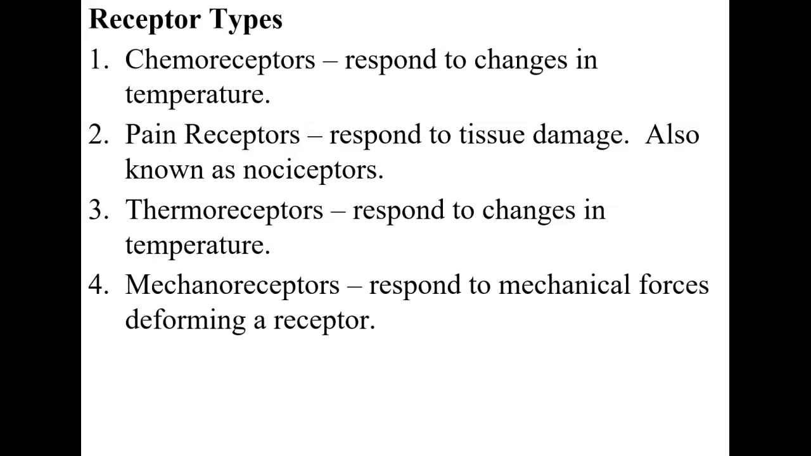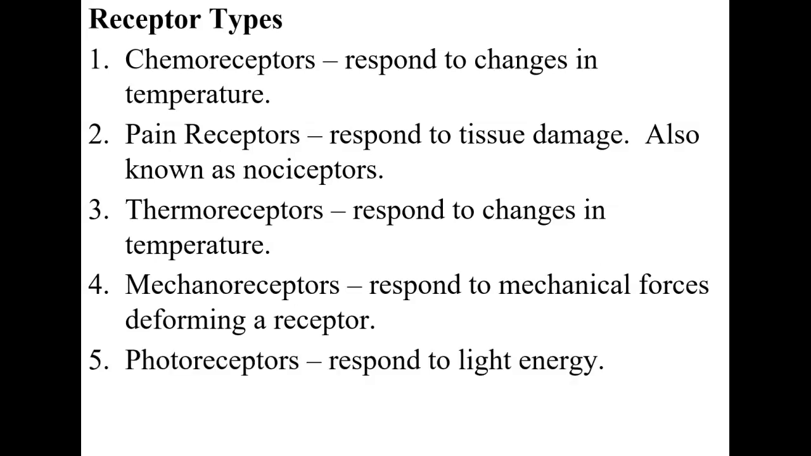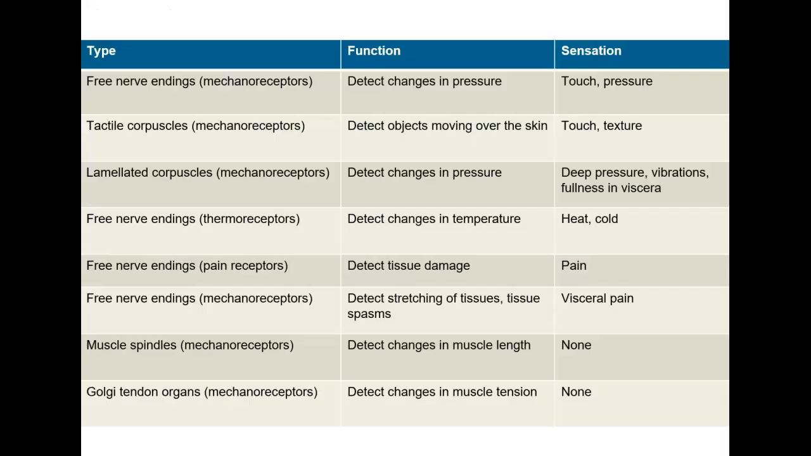For example, when a receptor is crushed or deformed, this will send information about mechanical forces to the brain. Photoreceptors respond to light energy or photons of light striking them. So these are the different kinds of receptor types that we have.